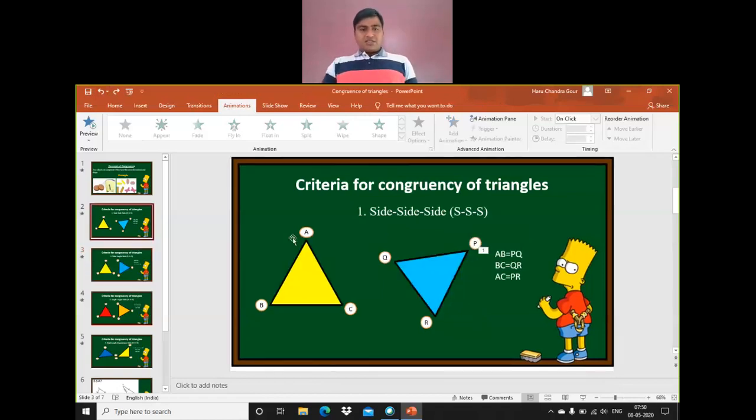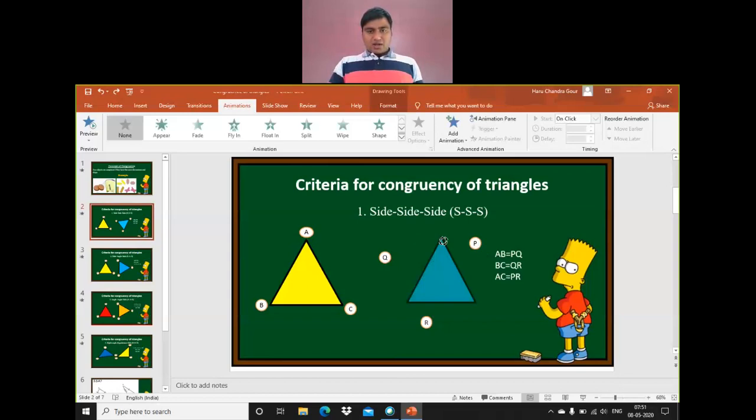Now in this triangle ABC and triangle PQR, AB equals to side PQ, BC equals to side QR, and AC equals to PR. Now we transform triangle PQR to triangle ABC. Now rotate and transform.